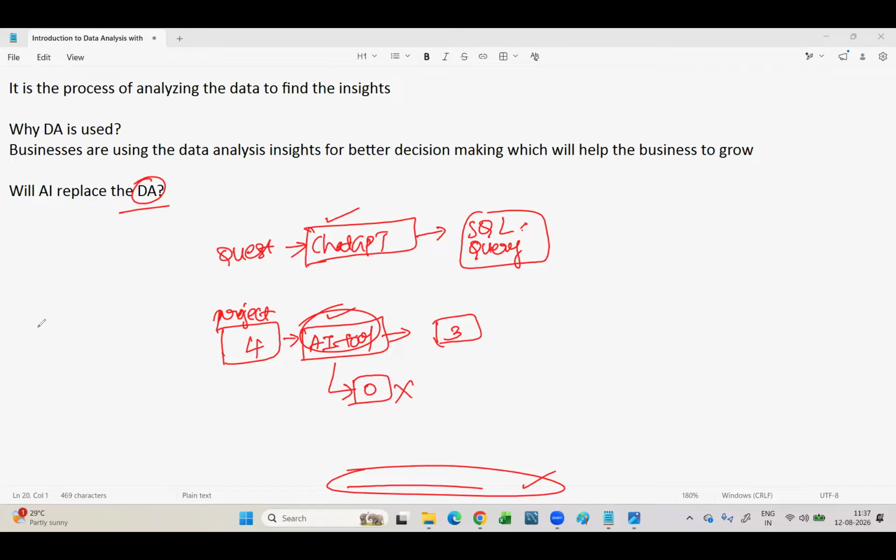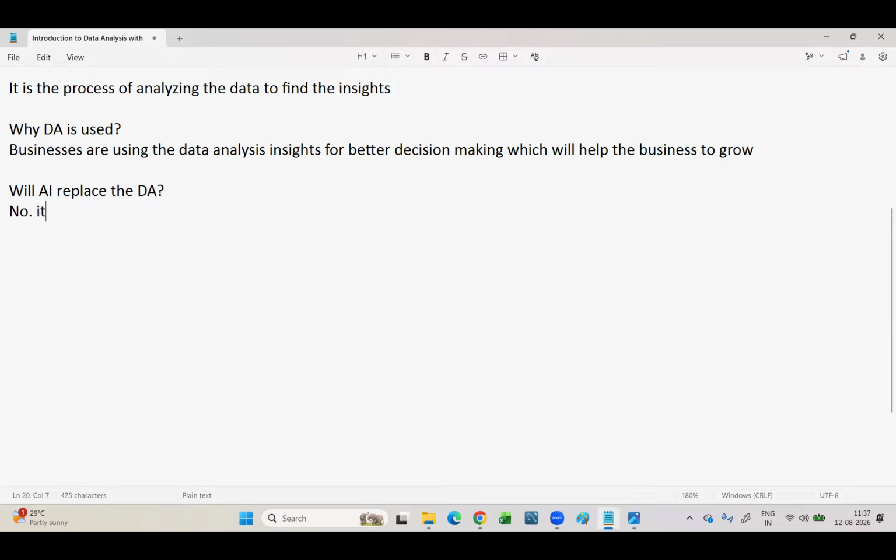Okay, hope you got the clarity, guys. I'm going to write that point here. Will AI replace the data analyst? No, it won't replace, but it can help you complete the work in less time and more efficiently. That is the ultimate reason behind the AI replacements, or how AI will be used. Okay, that is about your question in your minds. If you have that, I hope you got your answer.